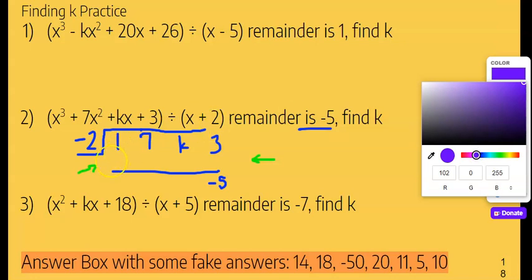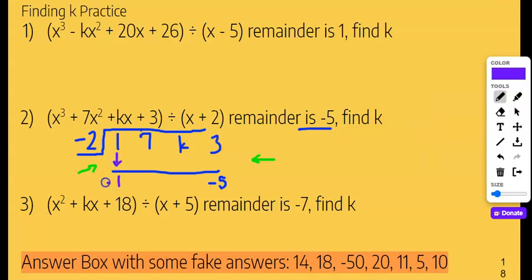So let's see what happens. Still drop the 1. 1 times -2 is -2. 7 minus 2 is 5. 5 times -2 is -10. But I can't subtract k and 10. So on this side, I'm stuck. But again, I have this -5 as a remainder, and I'm going to use it. 3 and something makes -5. If you can't tell, 3 and something equals -5.